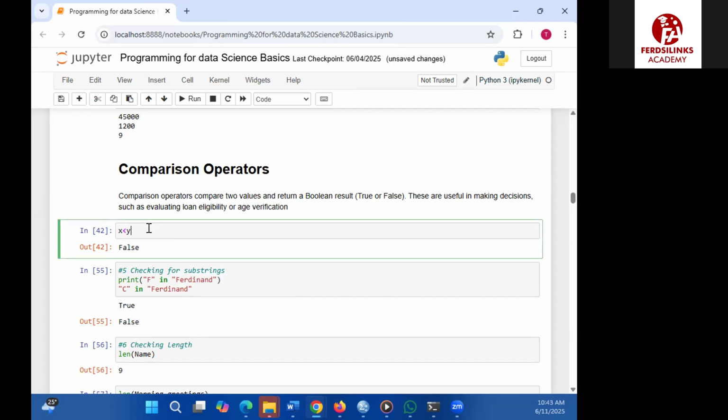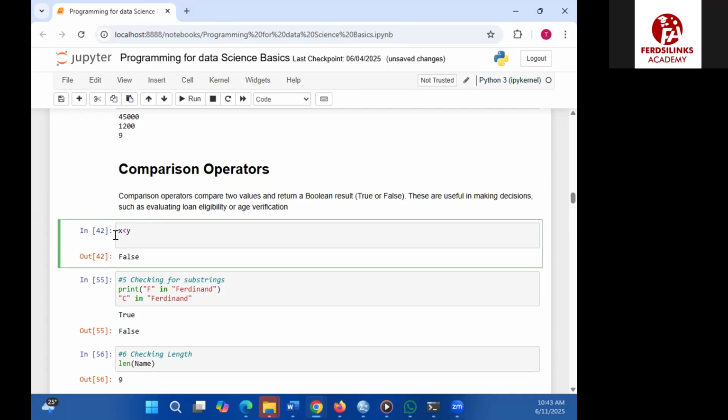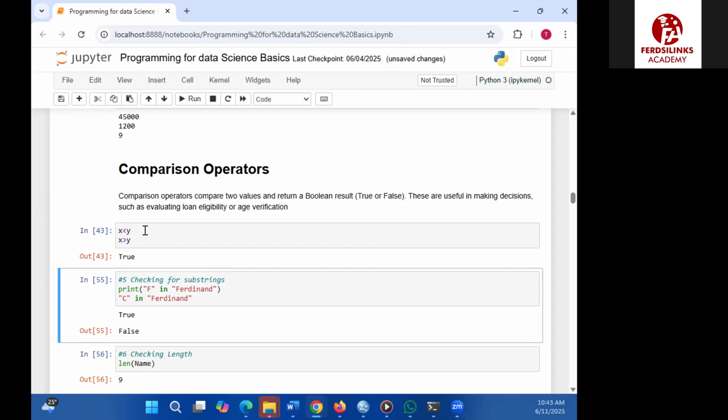Which means if you say print, if you say x greater than y, the answer will be True.